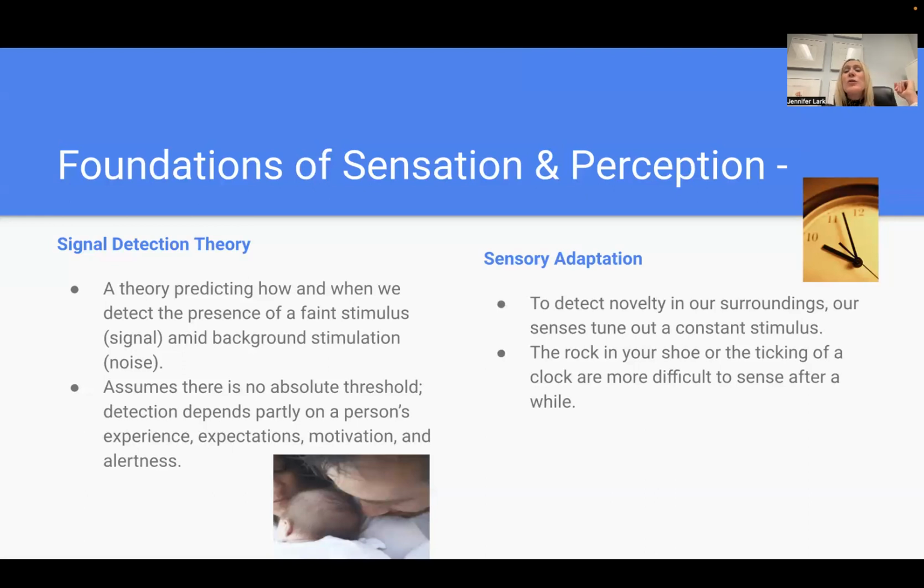Or if you've ever gotten into the shower and you like to take really hot showers, as you're taking a shower and the temperature of the water remains constant, your brain stops paying as much attention to that because it doesn't need to. It's not a new stimulus that your brain is trying to figure out. And so even though the temperature of the water stays the same, your brain perceives it as getting slightly cooler. And so now you've adapted to that temperature, you need to turn the temperature up a little bit more. That's kind of the idea behind sensory adaptation.